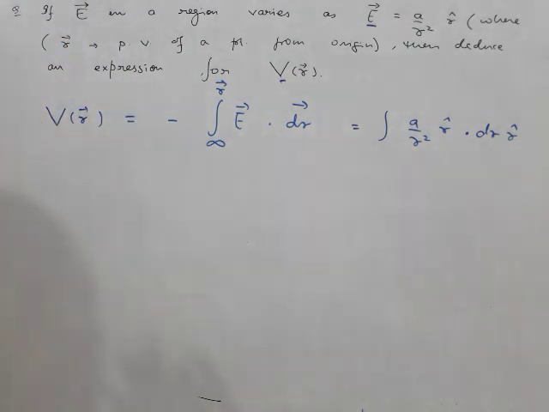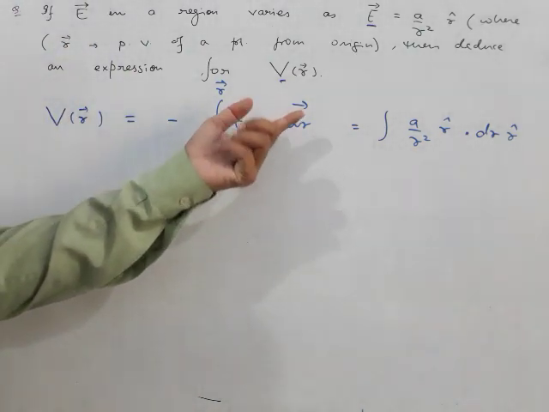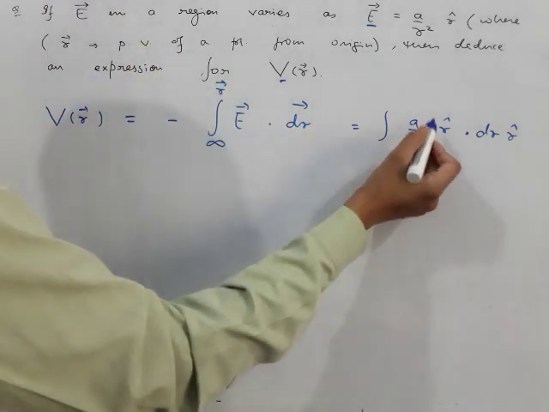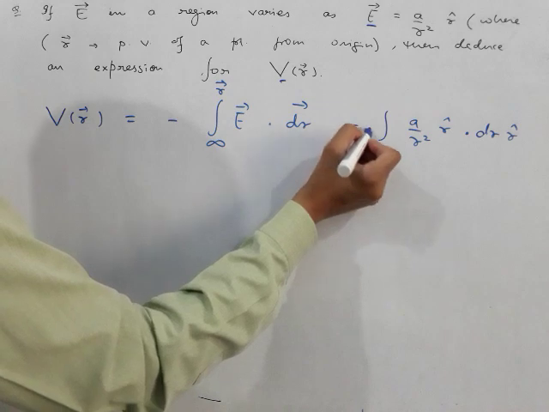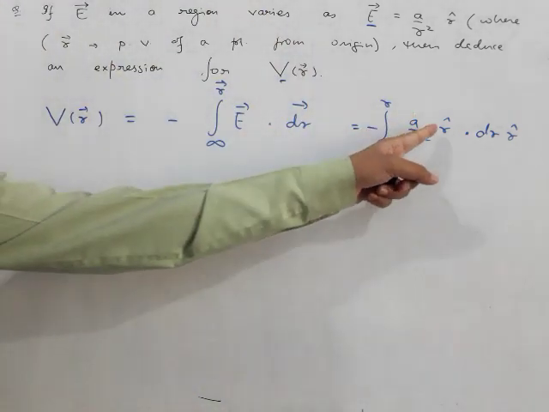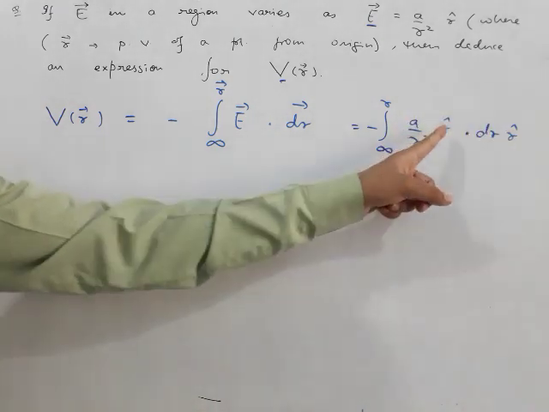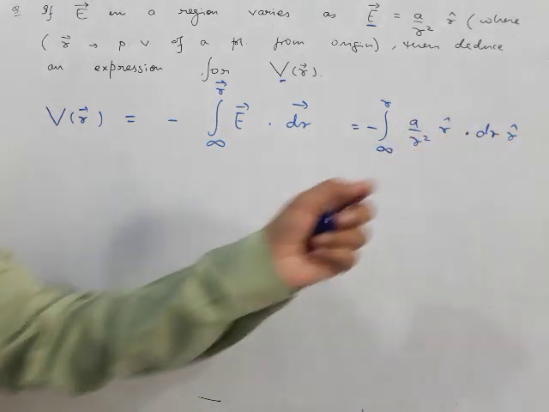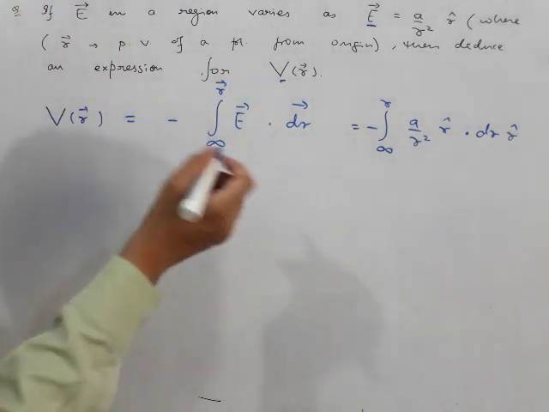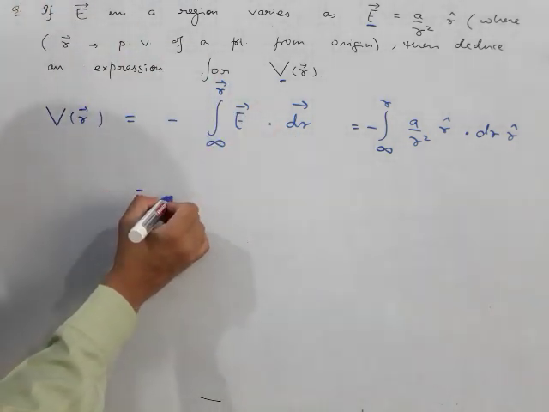Directly you could have written that E vector and dr vector are in the same direction, so it becomes E into dr into cos 0, or you can write it in this fashion also. So minus integration from infinity to r. Now r cap dot r cap: this is a unit vector, this is also a unit vector, so r cap dot r cap must be 1, just as we have i cap dot i cap equal to 1. So what will be left behind?